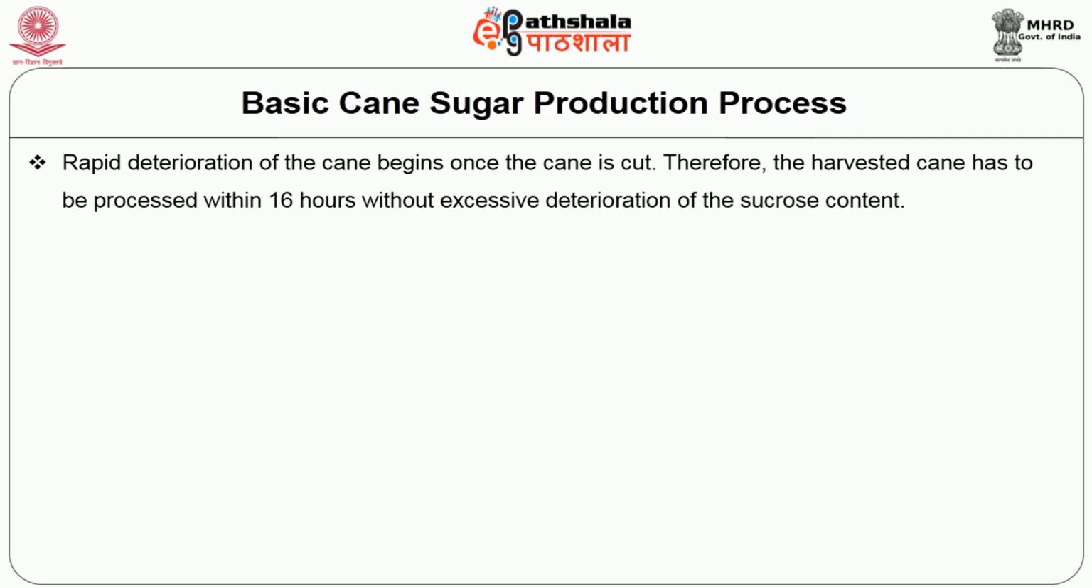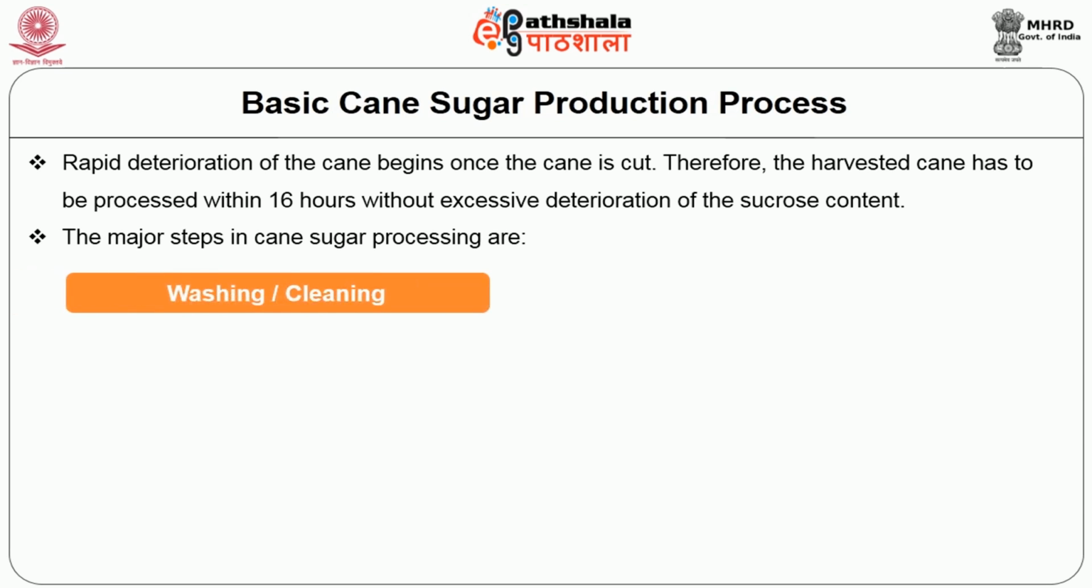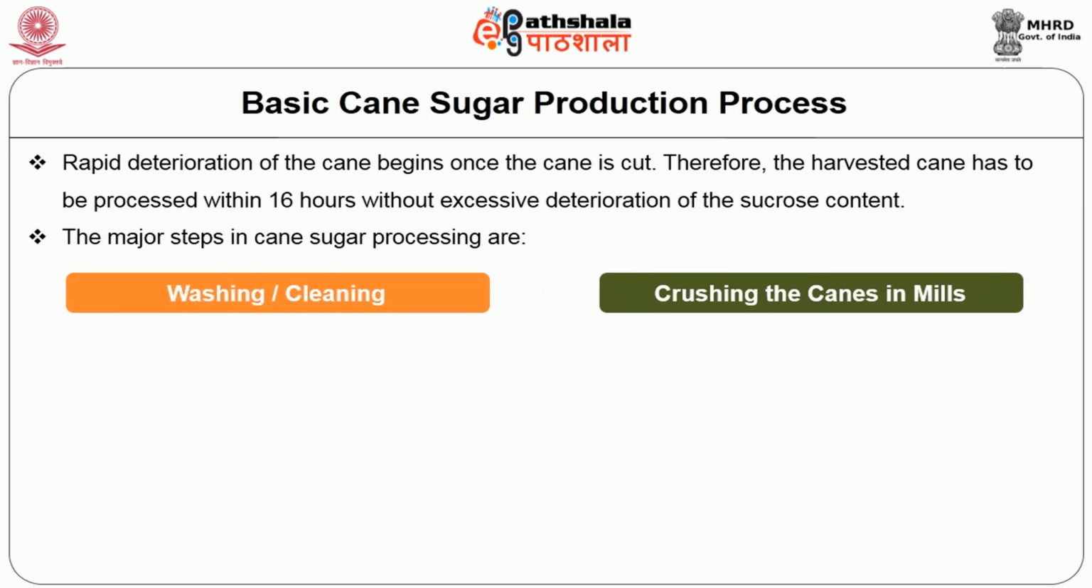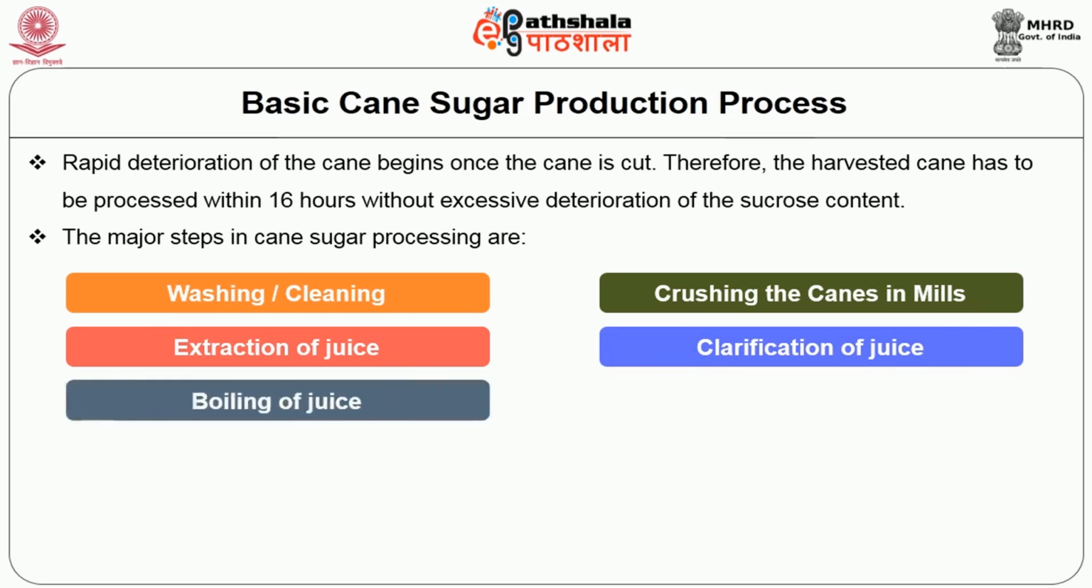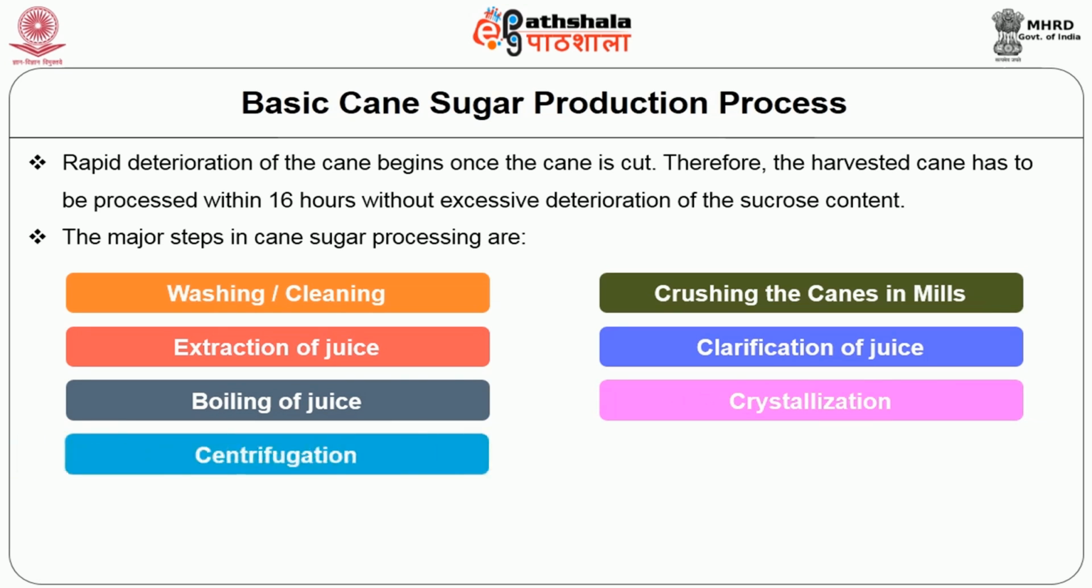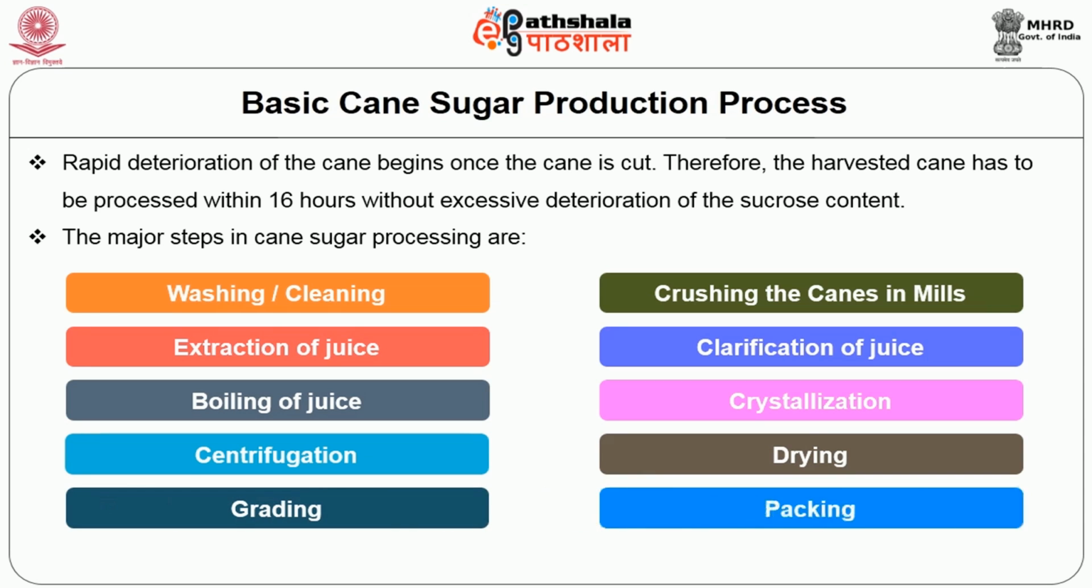The basic process flow diagram for a cane sugar production plant is shown in figure 4.1, which is coming below. The major steps in cane sugar processing are washing, cleaning, crushing the canes in mills, extraction of juice, clarification of juice, boiling of juice, crystallization, centrifugation, drying, grading, packing and storage, transportation.